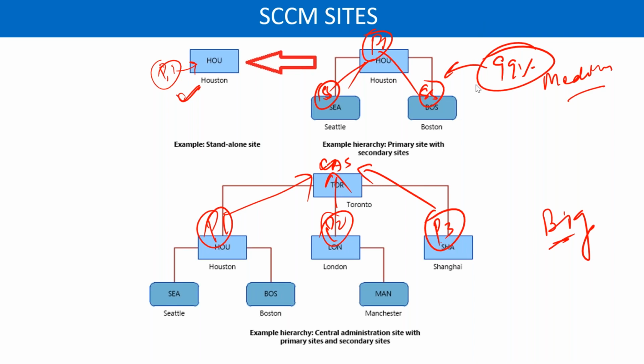Does a primary report to a primary? No, a primary cannot report to a primary. It's a parallel site. On the top, it's a CAS, Central Administration Site. In the first example, we have only one primary here, no other primary. So in every case there is a primary, but in the simple case you don't have a CAS.